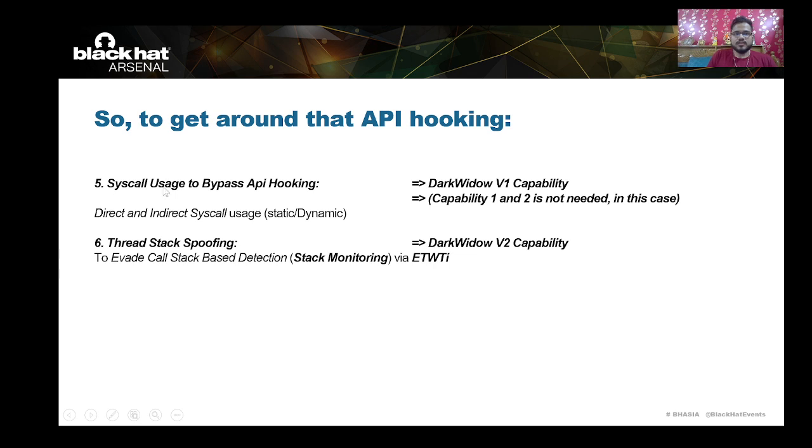The fifth one is the syscall usage to bypass API hooking. This is actually a capability present in my DarkWidow. I actually use the indirect syscall one. So for that reason, capability 1 and capability 2 are not needed because all of them basically serve the same thing, API hooking evasion.